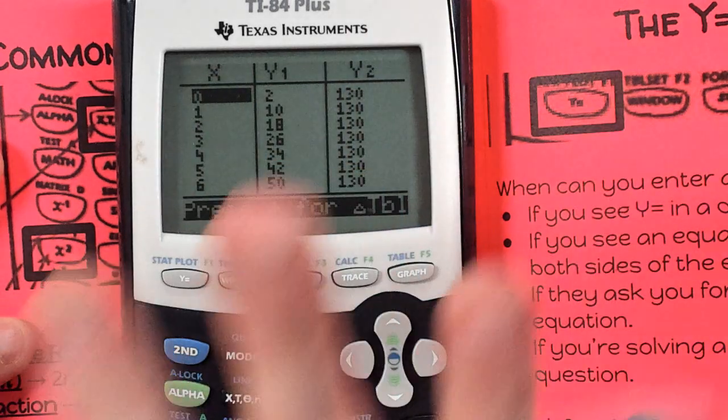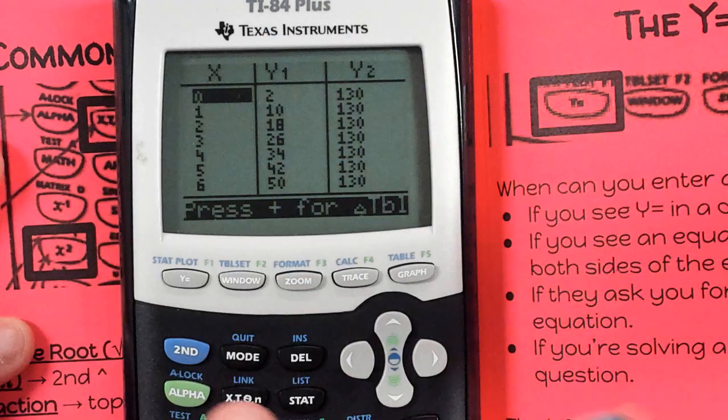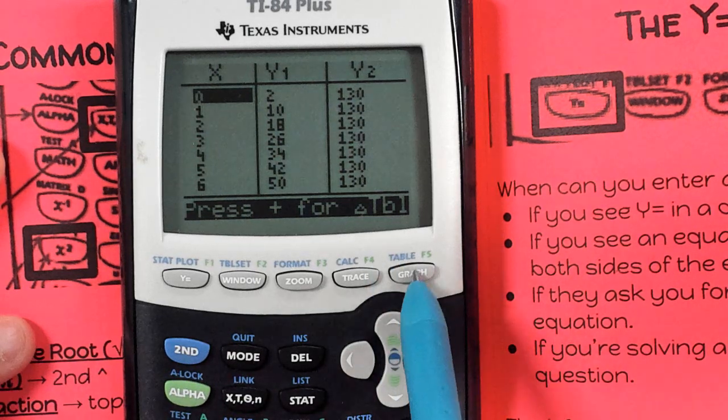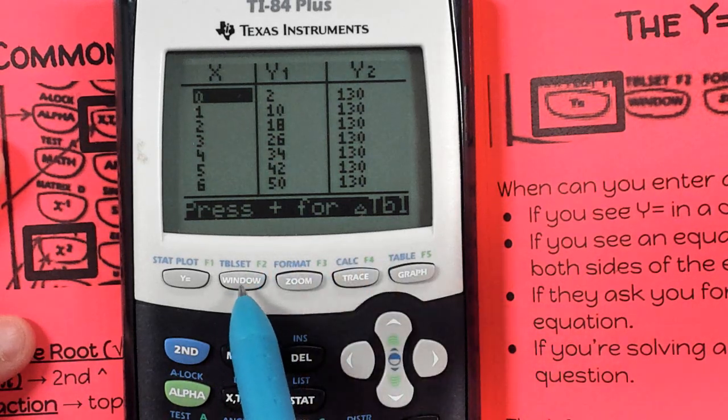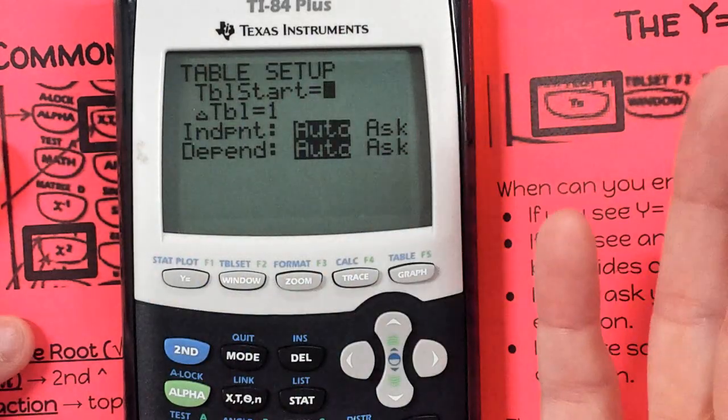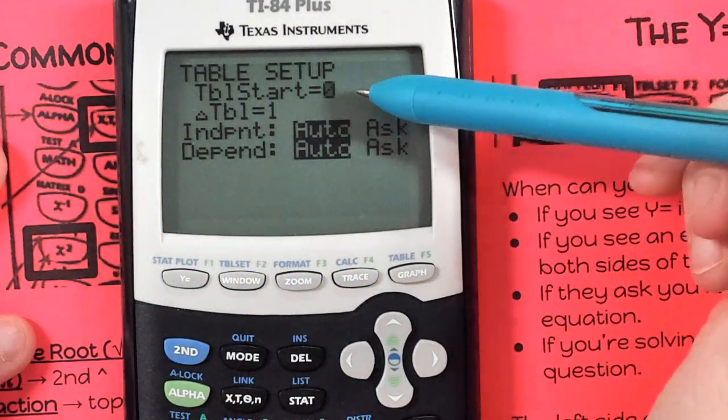Okay, so this is my table. I can also change my table settings, which I just kind of did. So table, and then over here, you remember how this button changed my window settings? Well, if I hit second window, it changes my table settings. Now, the most important one, the table start.